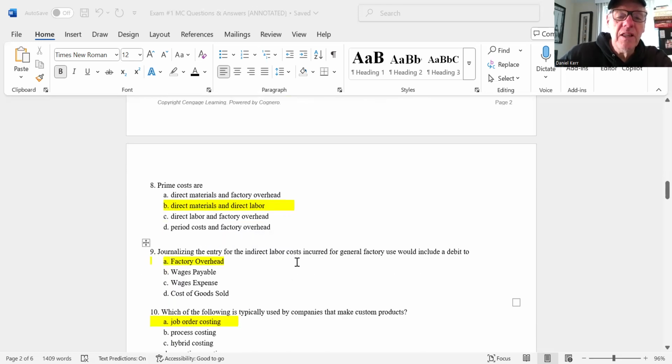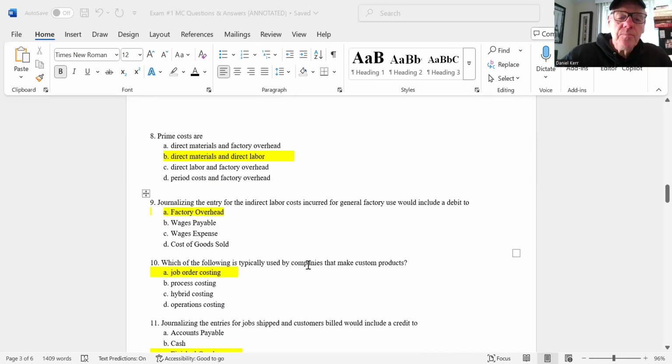Journalizing the entry for indirect labor costs incurred for general factory use would include, anytime you incur indirect costs, you're going to debit the account factory overhead. So remember, factory overhead is debited when you incur factory overhead, and it is credited when you apply factory overhead to jobs. So the answer there is A.